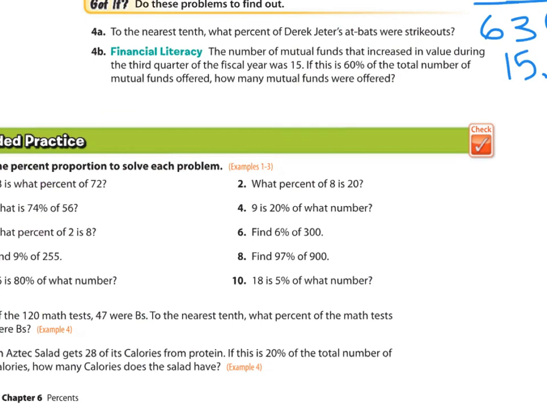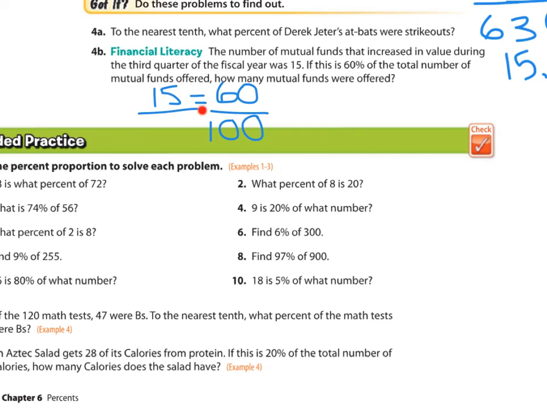And finally, we have the last question, where we have mutual funds, financial literacy. The number of mutual funds that increased in value during the third quarter of the fiscal year was 15. If 15 is 60% of the total number of mutual funds offered, how many mutual funds were offered? So they're telling us that 15 is 60%. We're looking for the total number. What is 15 out of?